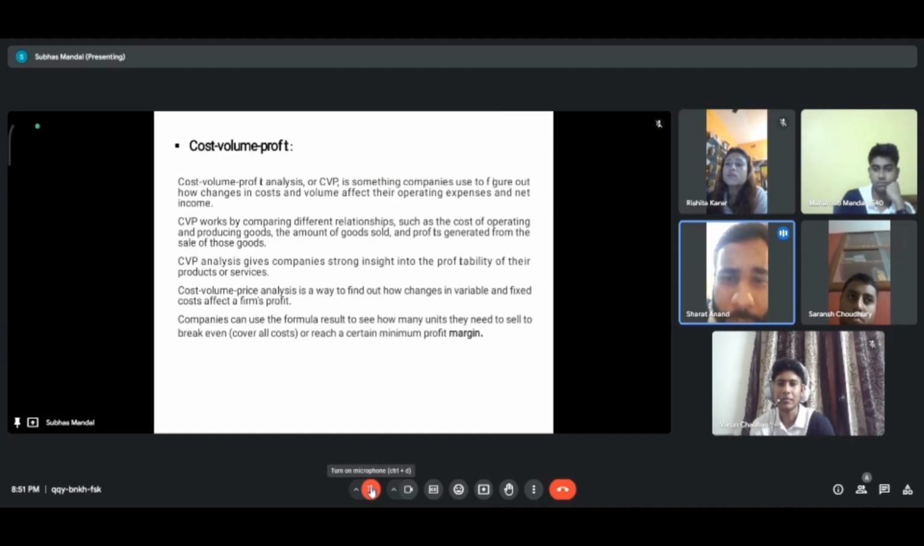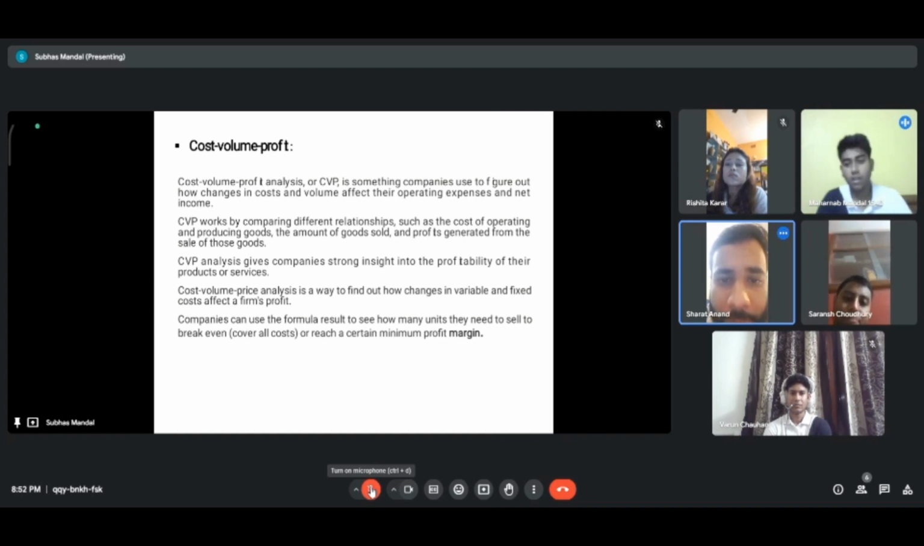Cost volume profit. Cost volume profit analysis, CVP, is something companies use to figure out how changes in cost and volume affect their operating expenses and net income. CVP works by comparing different relationships such as the cost of operating and producing goods, the amount of goods sold and profit generated from the sales of those goods. CVP analysis gives companies strong insight into the profitability of their products or services.